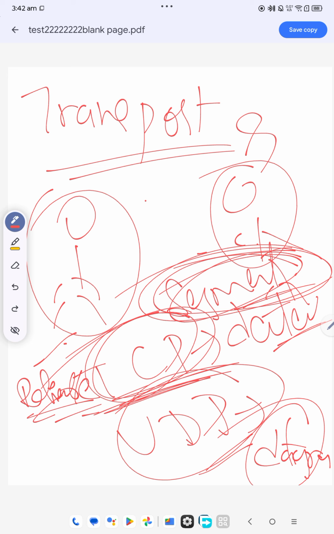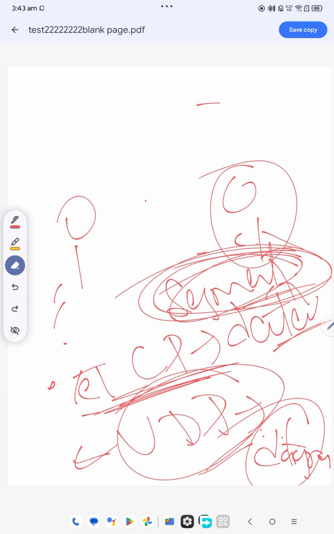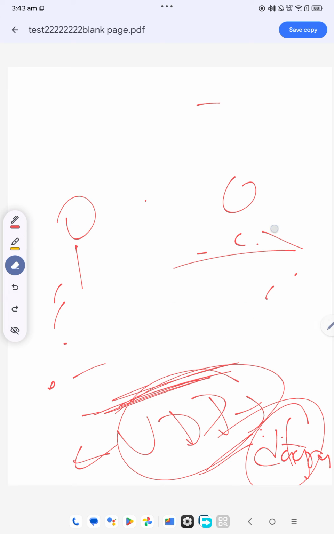And UDP has no guarantee, but it is fast. It is used during live sessions or live streams. Okay, I think you understand about the transport layer. What are the shortcuts you have to remember about the transport layer? TCP and UDP. What is the unit of TCP? Segments. What is the unit of UDP? Datagrams. I think you understand this, right?